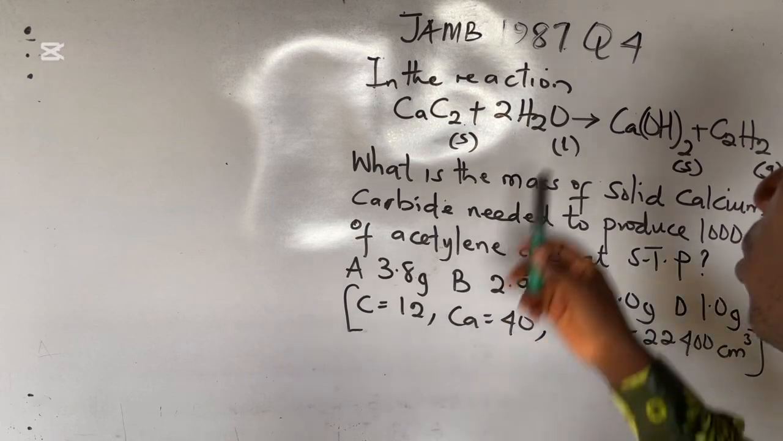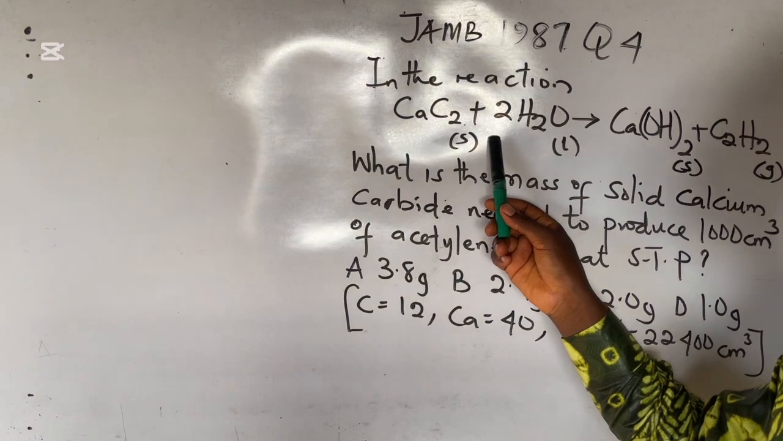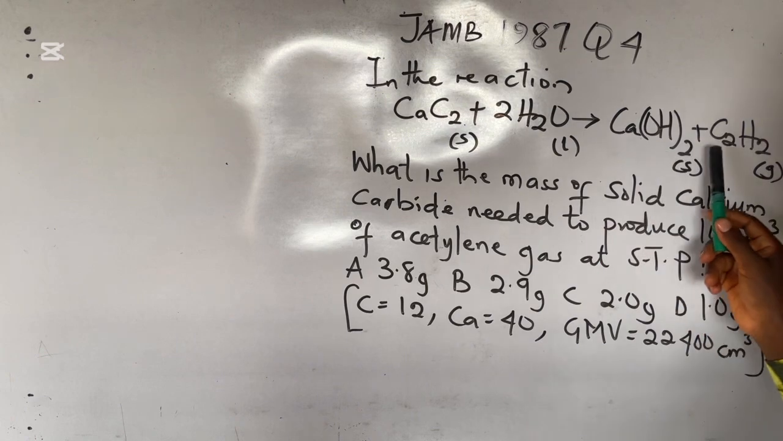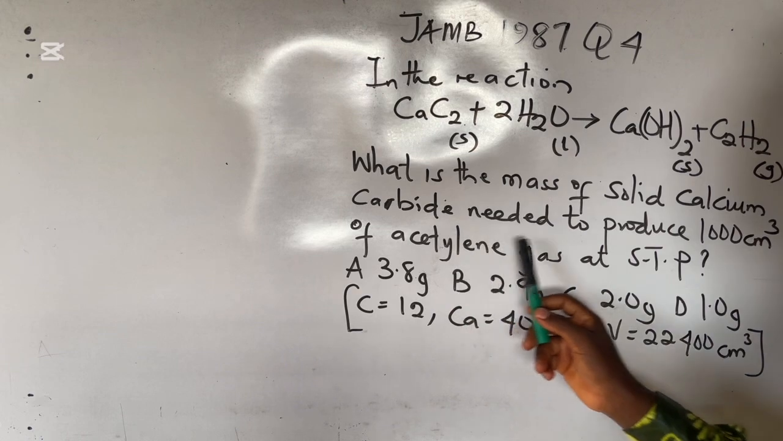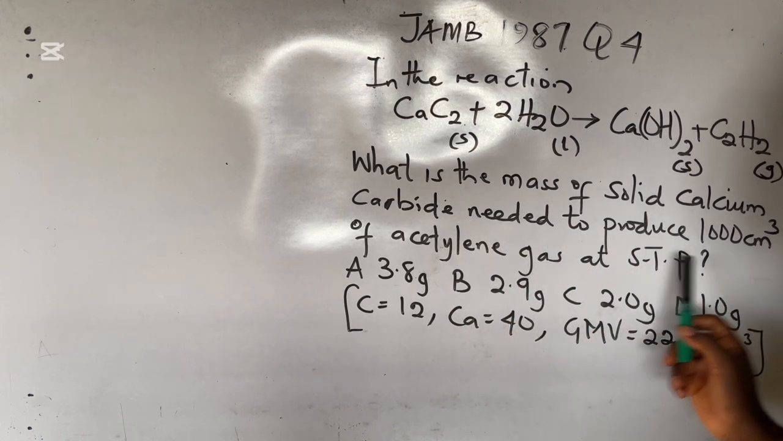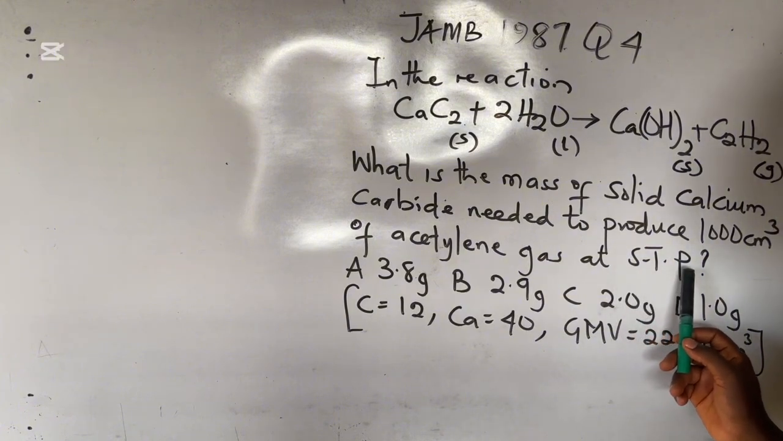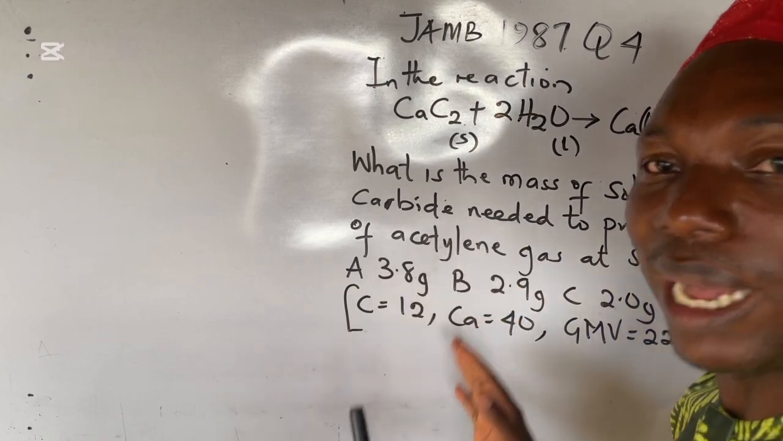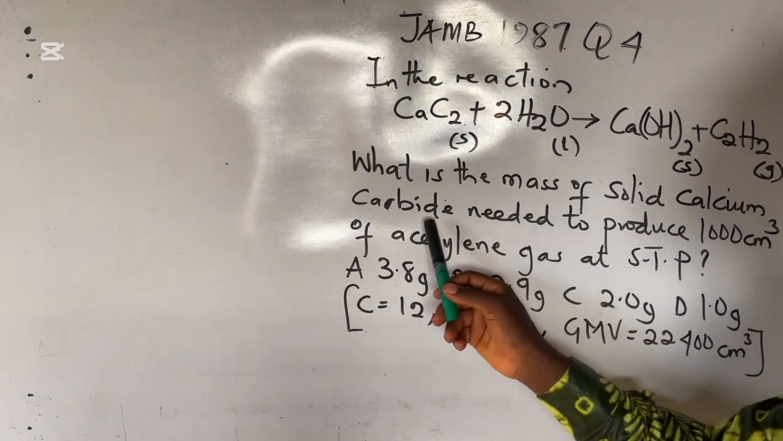JAMB 1987, question 4. In the reaction, calcium carbide and water gives calcium hydroxide plus acetylene. What is the mass of solid calcium carbide needed to produce 1000 cm³ of acetylene gas at STP? The word STP means standard temperature and pressure, and this is the information needed to solve this question. The equation is already balanced. So what is the mass of solid calcium carbide?